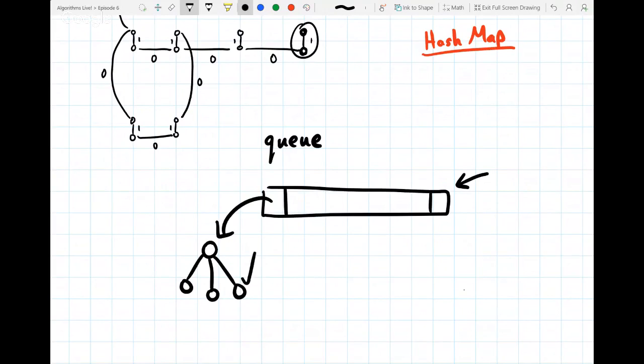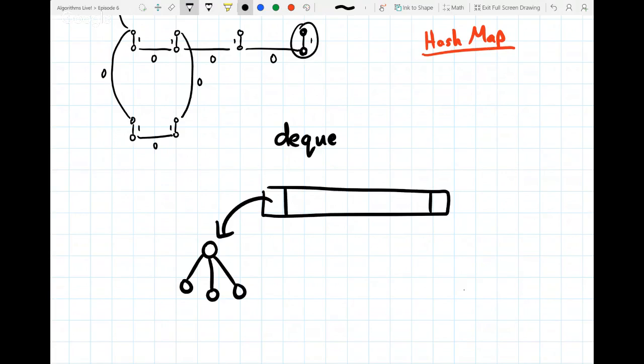And anytime there's a new neighbor, well, that goes on the back of the queue. So for a zero-one BFS, what we're going to do is look at a double-ended queue, or a deque. Sometimes it's pronounced "DQ", but either way. And the idea is slightly different.